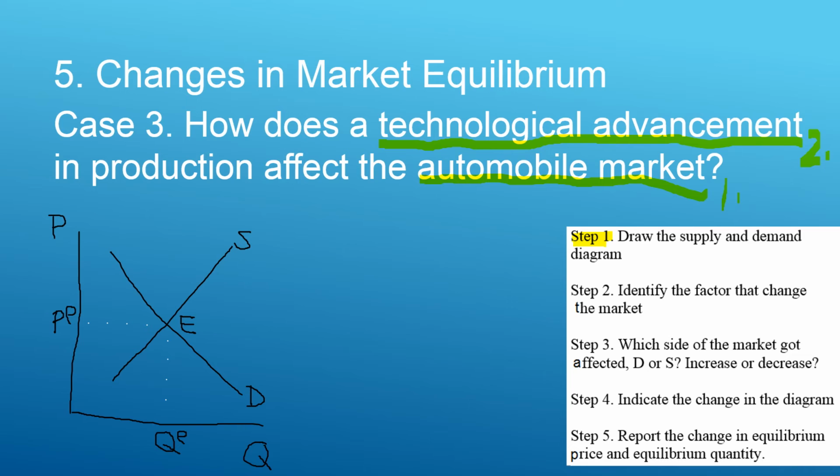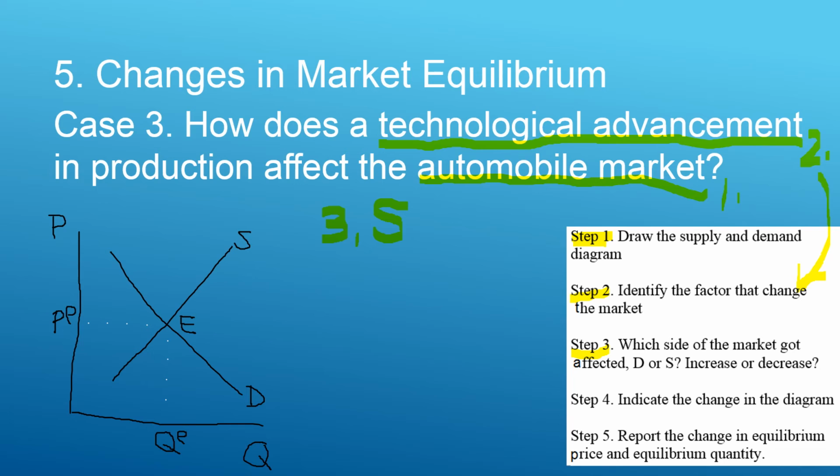Step 2, you know step 2 already, right? It is the same as here. Technological advancement is the factor that changed the market. Step number 3, which side of the market got affected, demand or supply? What do you think? Technological advancement. Buyers care about that, or sellers or producers care about that? Producers, isn't it? Producers of the automobile market, they are the ones who care about technological advancement.